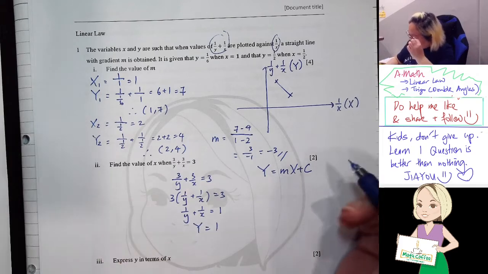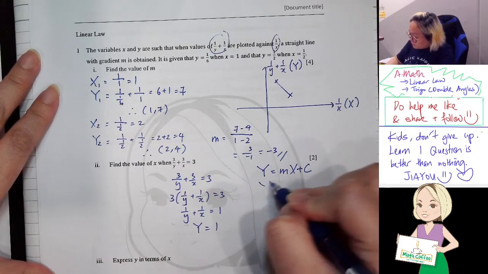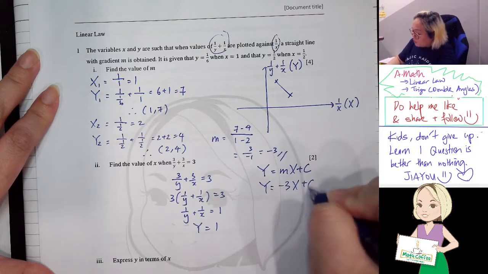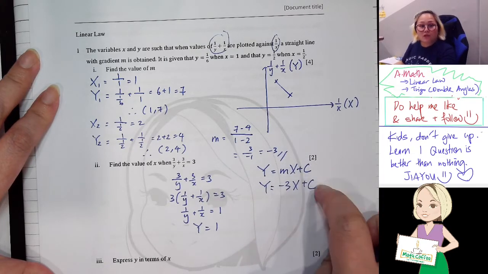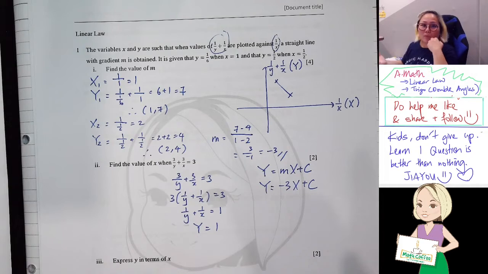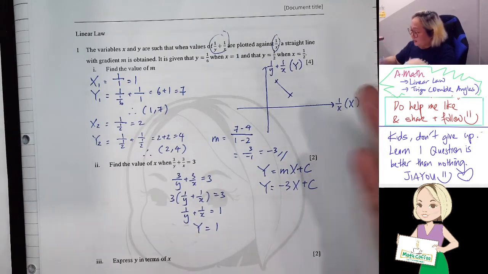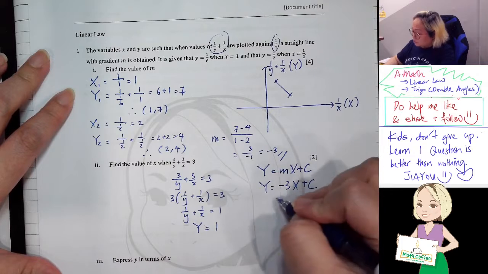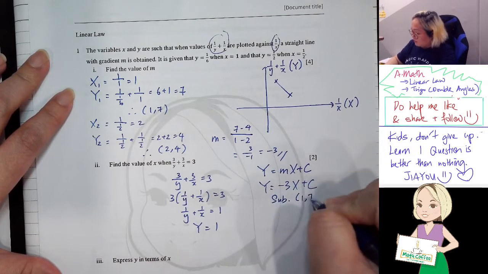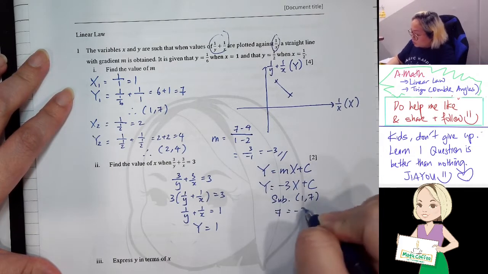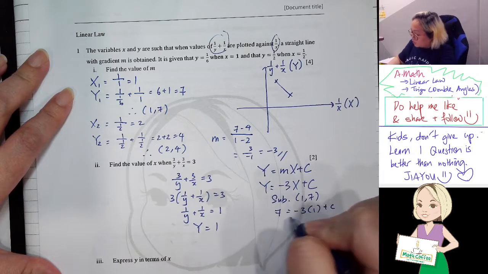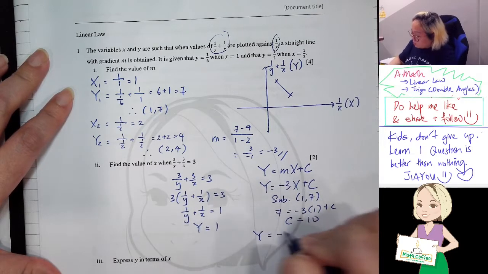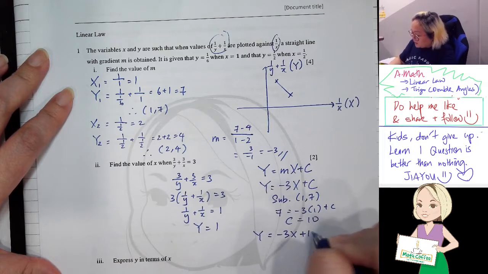Then after that, my big Y, of course, leave it. My gradient is negative 3x plus c. So I need to find out what my c is first. It's just like normal coordinate geometry. You need to sub in a point which is on the line. You can sub in (1, 7), or (2, 4) also can. Let's say I sub in (1, 7). So I have 7 equals minus 3 times 1 plus c, so my c equals 10. The equation of the line becomes y equals minus 3x plus 10.